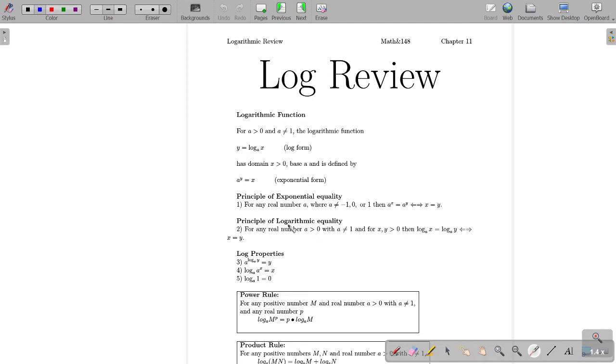Now we have something similar for logarithms. For any real number a greater than 0, a not equal to 1, and for x, y greater than 0, then the log base a of x equals the log base a of y means that x equals y, or if you have x equals y, then you can take the log base a of each side. Other log properties we need. A to the log base a of y is just y, log base a of a to the x is x, and log base a of 1 equals 0.